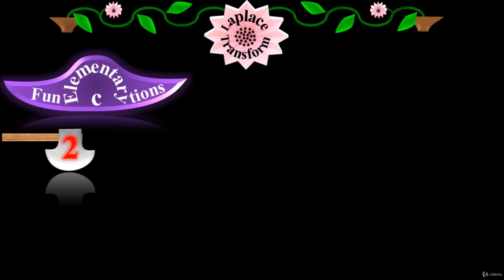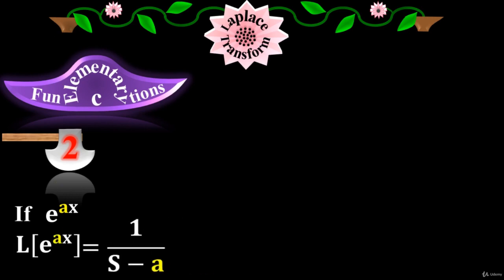Elementary function number 2. If the function f of x equals e to the ax, if I have an exponential function in the form of e to the ax, and I take its Laplace, the Laplace of e to the ax equals 1 over s minus a. A is any constant value, so whatever value you have for a, just put it on the right side as well.